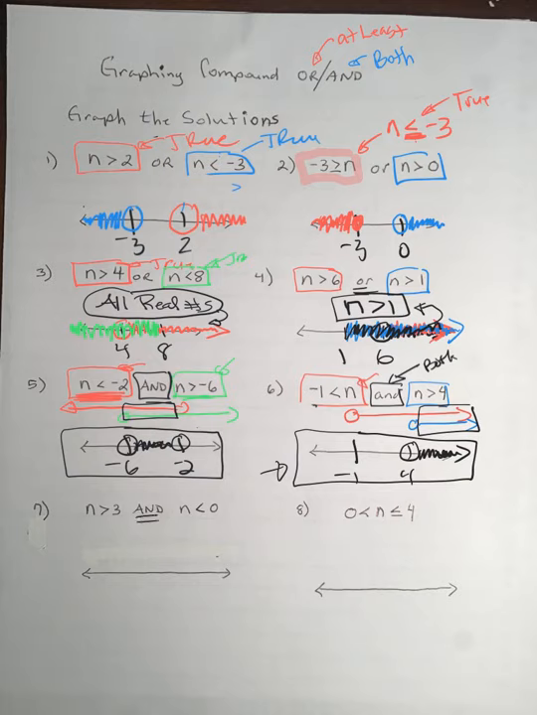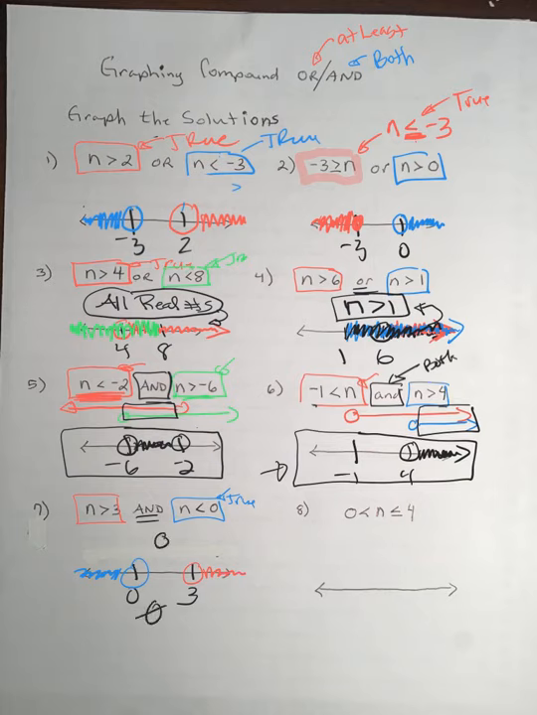Number 7 is another and. So we're looking for numbers for both. Remember, 0 goes first and then 3. All the numbers that are greater than 3 would be from here forever and ever. And all the numbers that are less than 0 would make this true, right? And so there aren't any numbers that are both blue and red at the same time. There's no overlapping. So your final answer should be no solution.